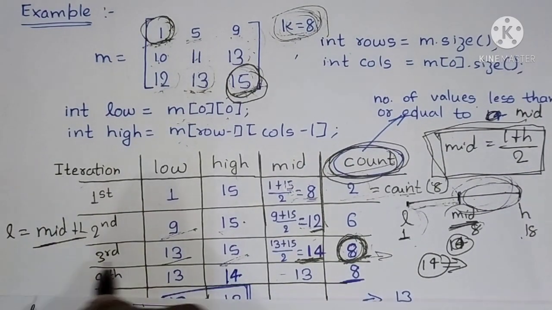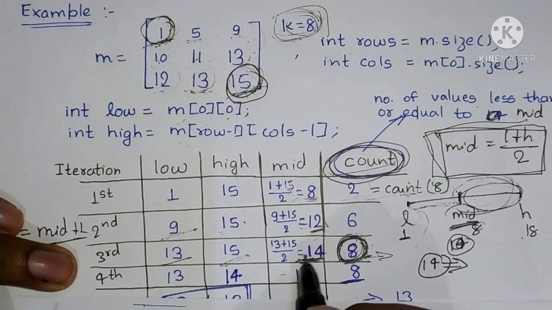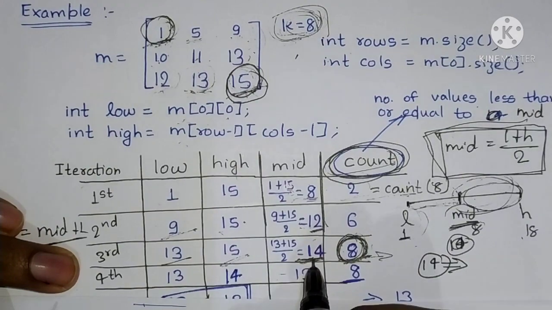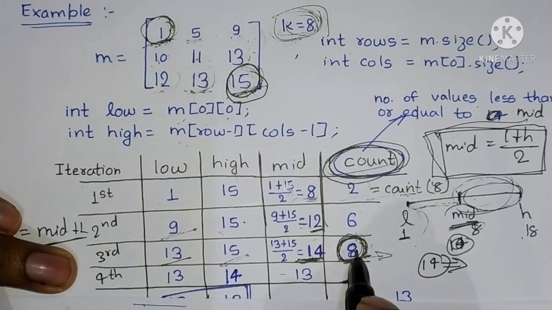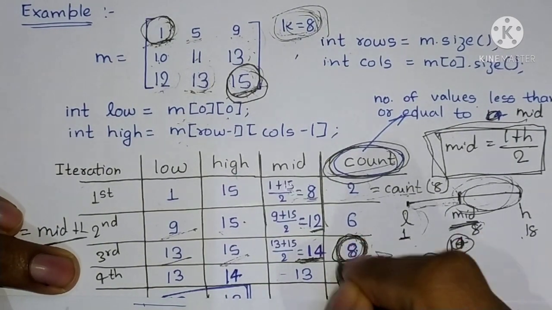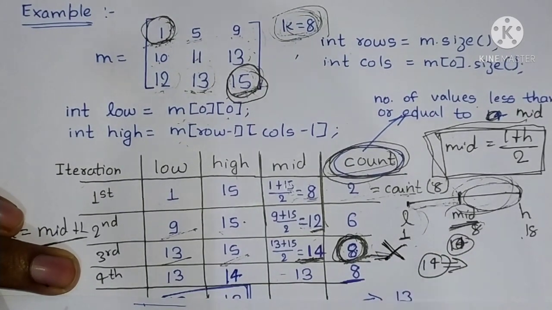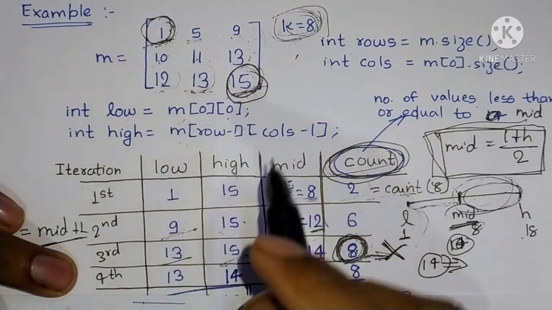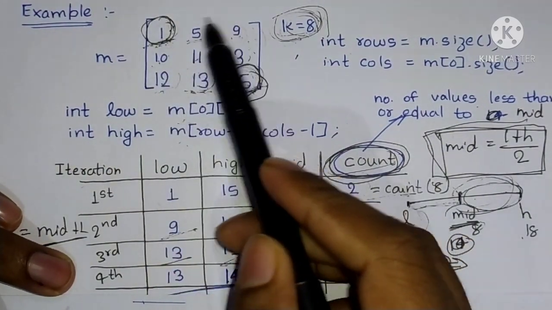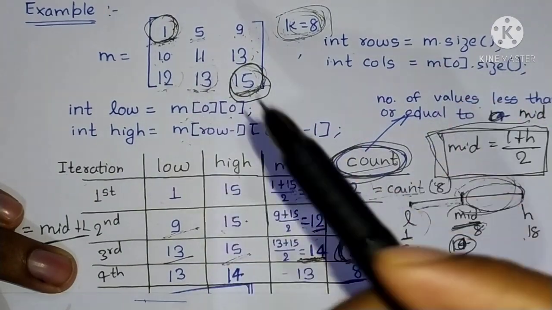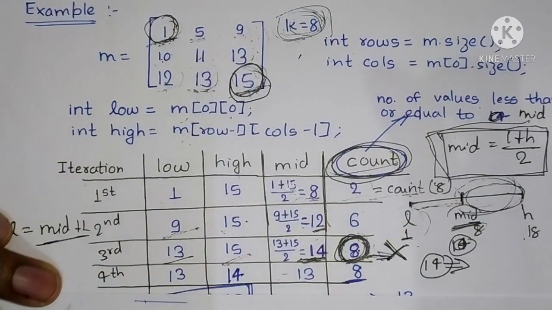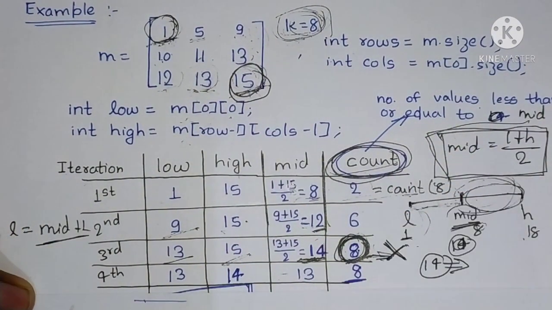Mid was 12, so the low comes to be 13, and the mid value this time comes to be 14 and the count is 8. But we can't stop here, because you can clearly see that 14 is not present in this matrix, but still 14 is coming to be the answer. So how to deal with this case?